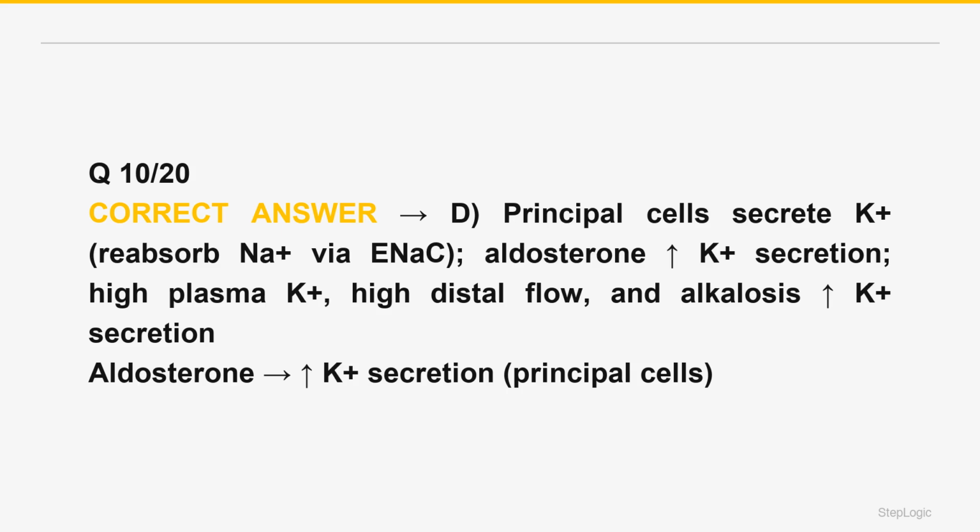Acidosis decreases K+ secretion, with a reciprocal H+ shift. The alpha-intercalated cells handle acid-base and secrete H+, not the primary K+ secretion. The principal cell K+ secretion driven up by aldosterone, high plasma K+, flow, and alkalosis is the correct statement.